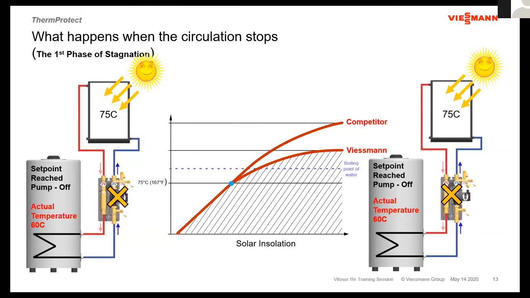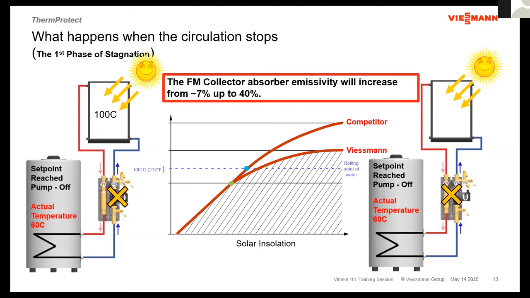What's happening right now? Well, the temperature in the collectors will start to rise. As we're still gathering energy, the sensor will feed that back. The difference between our collector and our competitor's collector is that we are going to reach that temperature at a slower rate. So it's going to be much slower. We're going to start to emit more of that energy rather than hold it in the collector. It's going to allow it to radiate out.